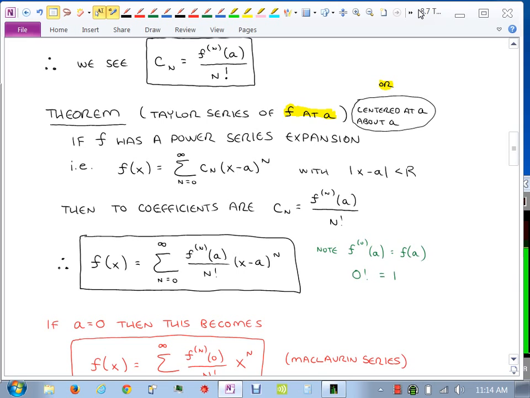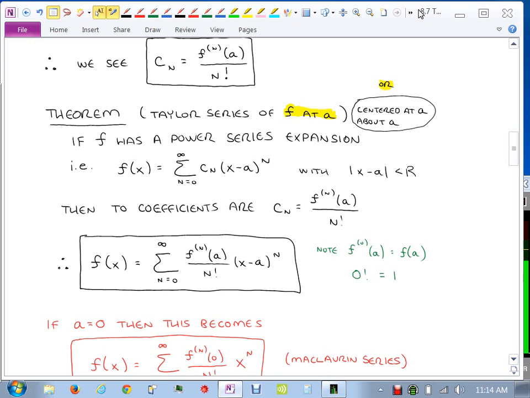Okay, so if I plug in 0, it's the 0th derivative, which just means f of a, divided by 0 factorial, but 0 factorial, remember, was 1. So I'm just pointing that out. For n equals 0, it's a little weird. Any questions? It's just a formula.